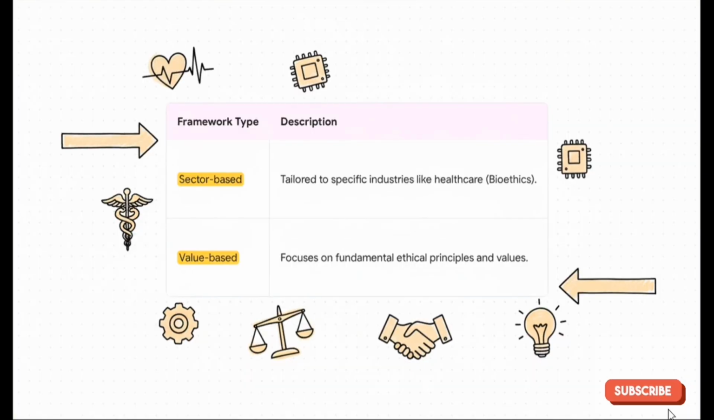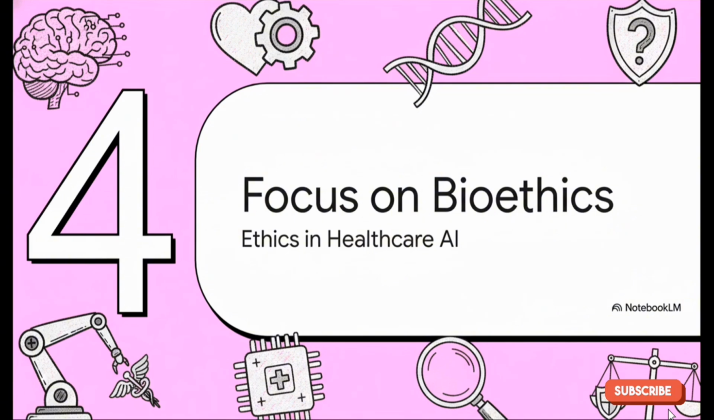Now, these ethical frameworks aren't all the same. As you can see here, they basically come in two main types. On one hand, you have sector-based frameworks. These are designed for a very specific industry, like a set of rules just for AI in hospitals. And on the other hand, you have value-based frameworks. These are more general and are built around big ideas, like protecting human rights or doing what's best for the most people.